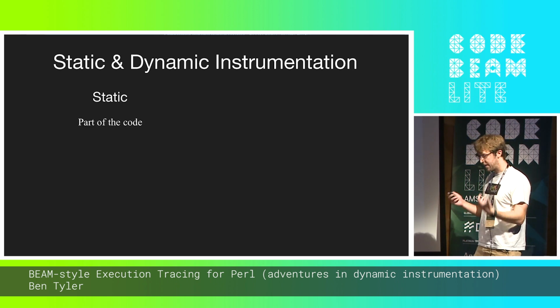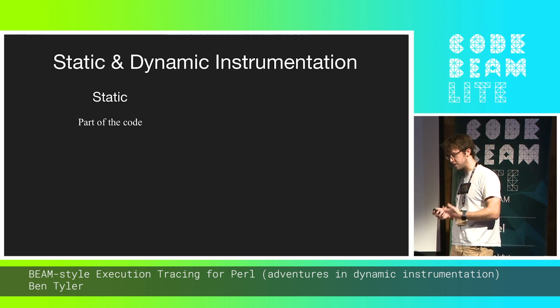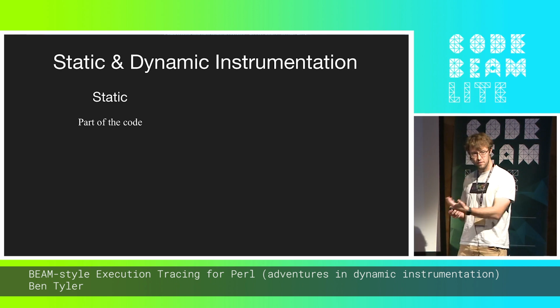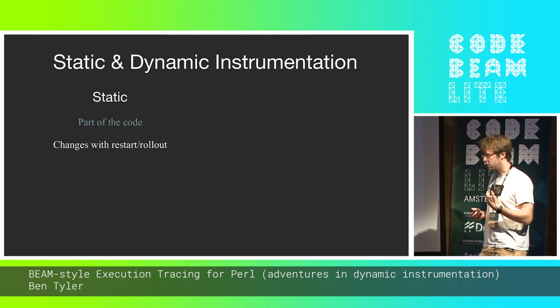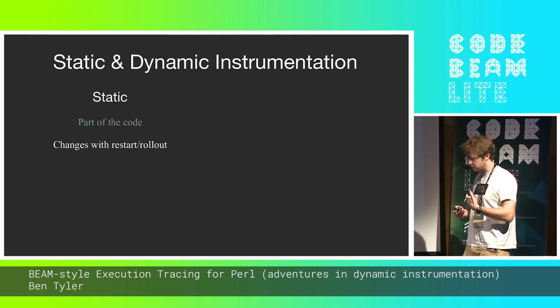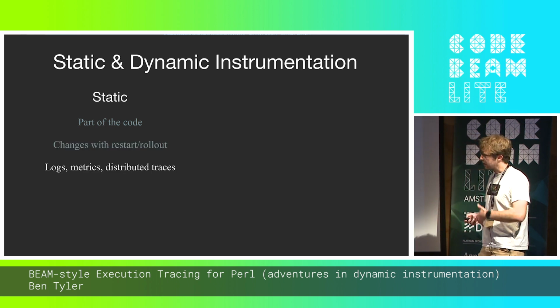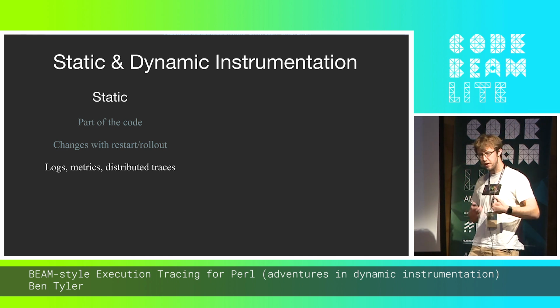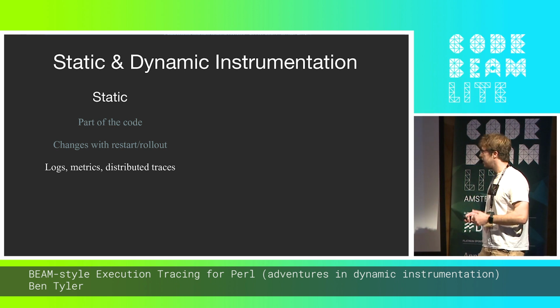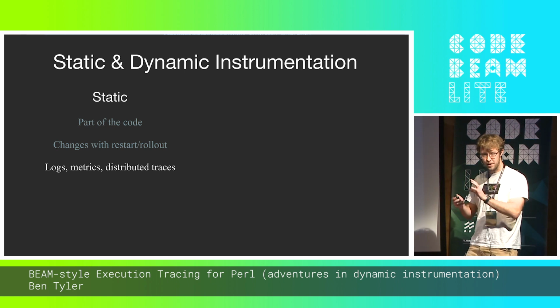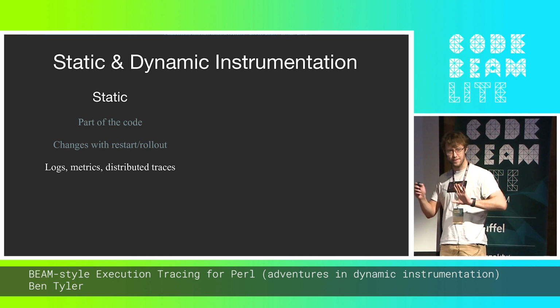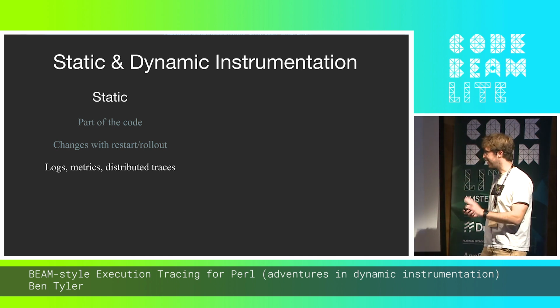So static instrumentation, I think logging is a great example. It's part of the code. It changes in sync with the code. So only when you restart, or certainly when you roll out, does that set of instrumentation, that set of telemetry change. So logs, metrics, distributed traces from things like OpenTracing, where you can attach metadata based on the code. These are all things that only change when you change the software. Granted, I'm coming from a world where I can't change the software where the system is running. So this distinction is a little stronger outside of the BEAM.